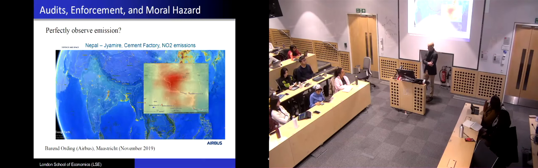pollution monitors are not randomly assigned across space. So you normally put pollution monitors where there are population centers, or for some other reasons why you want to put pollution monitors in.